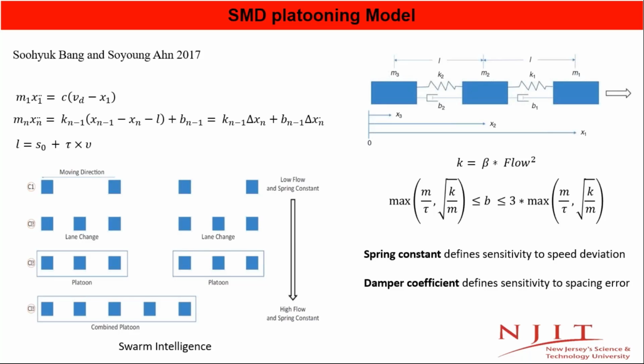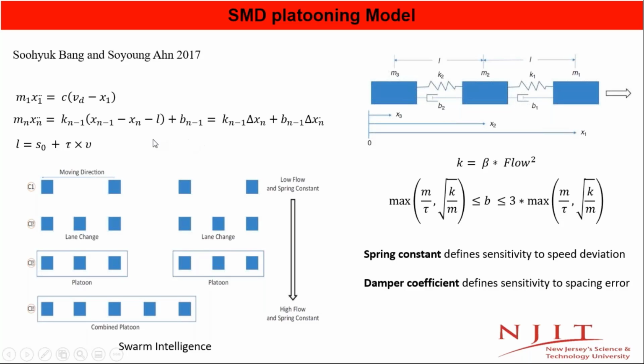The spring mass damper model has a long history in physics, but the model which we started from was developed in 2017. This model is based on basic physics rules. Each vehicle in this model is considered as a mass which is connected to other vehicles by a spring and damper, with a spring constant and damper coefficient. The spring constant defines sensitivity to a speed deviation between two vehicles, and the damper coefficient defines the sensitivity to a spacing error between two vehicles.